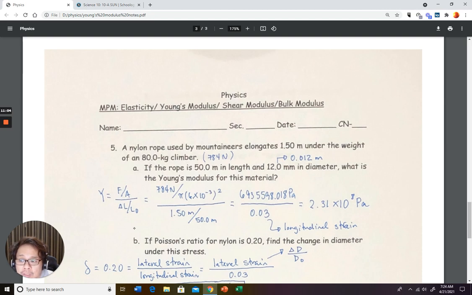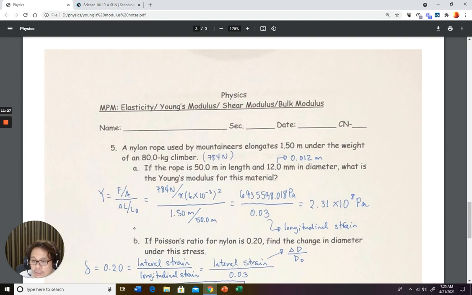So Young's modulus is F over A, delta L over L0. The F is 784 newtons. Area is pi r squared. This is 6 because 0.012 divided by 2 is 6 times 10 raised to negative 3, squared. This one is squared, pi r squared kasi. We compute this first, we get this value.